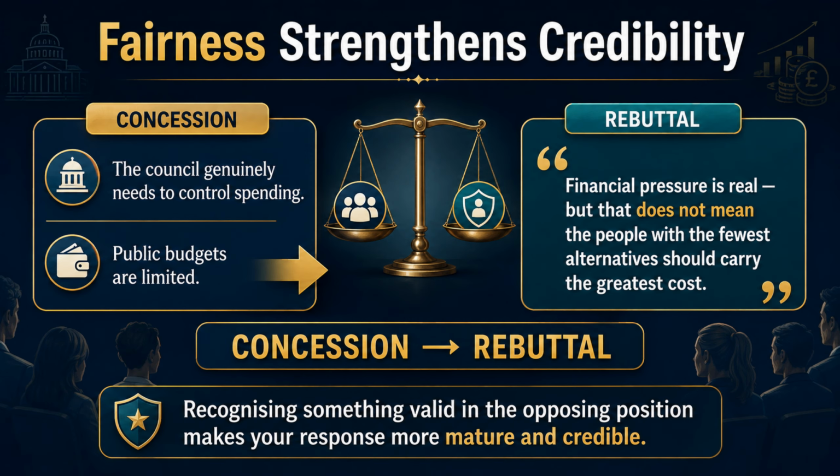Credibility also comes from fairness. Suppose you are arguing against library closures. You could acknowledge that the council genuinely needs to control spending, and that public budgets are limited. Then, pivot. Financial pressure is real, but that does not mean the people with the fewest alternatives should carry the greatest cost. This is concession and rebuttal. You recognize something valid in the opposing position, and then explain why your own argument still stands. That creates maturity and depth, especially at higher level.